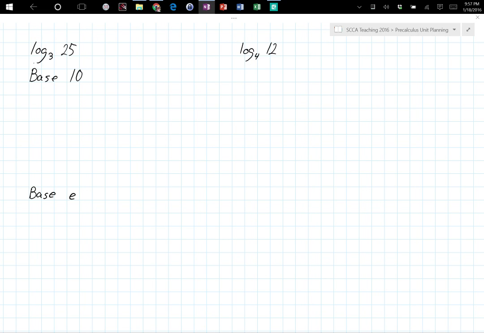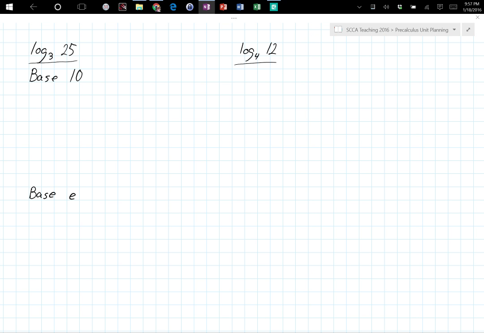These logarithms, and we want to evaluate them using base 10 and base e. The reason why we want to use either of those is that calculators only have base 10 and base e.